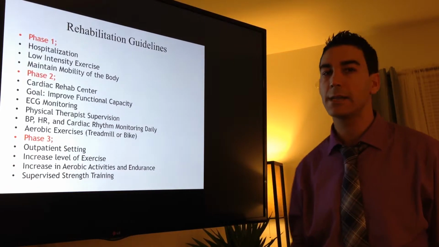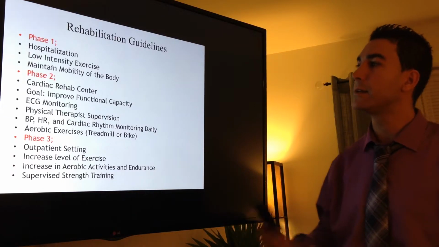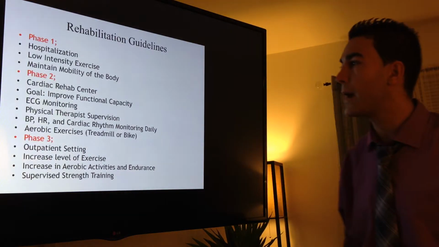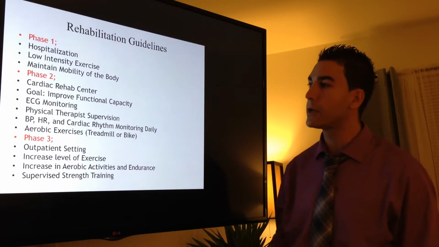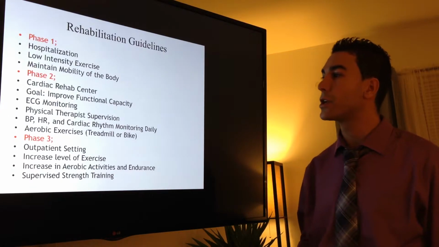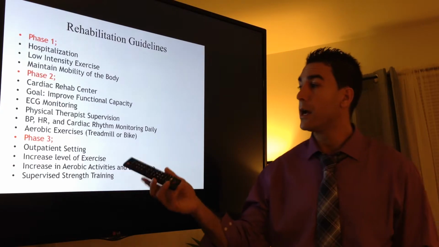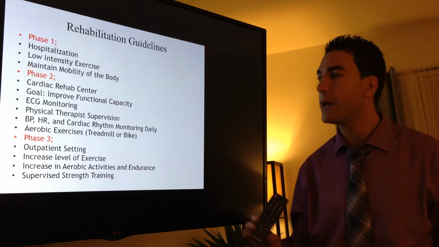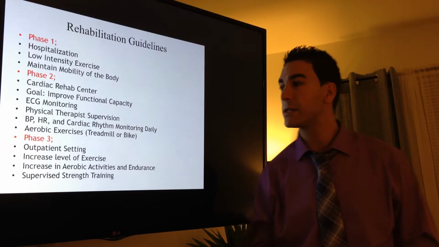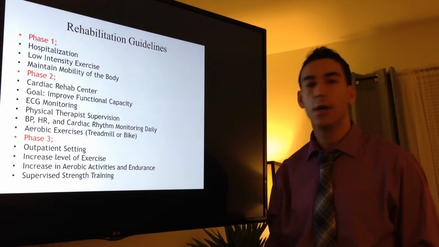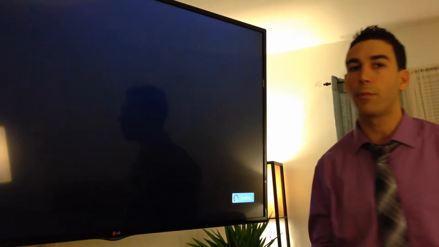There is very low intensity exercise and maintaining the mobility of the body. Phase 2, a cardiac rehab center is necessary, improving functional capacity of the heart and lungs. ECG monitoring, and a physical therapist comes to count. BP, blood pressure, heart rate, and cardiac rhythm are monitored daily, which is really important. Aerobic exercises, a little bit of treadmill or stationary bikes in specific. Phase 3 is basically an outpatient setting, and supervised strength training and cardiovascular activities are properly monitored.